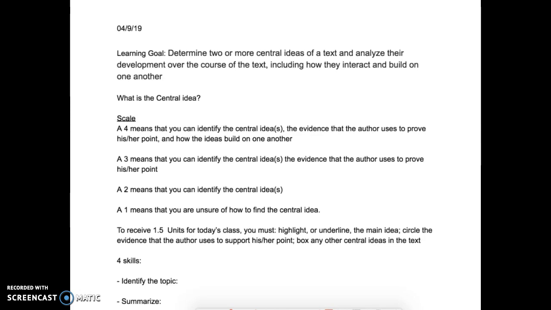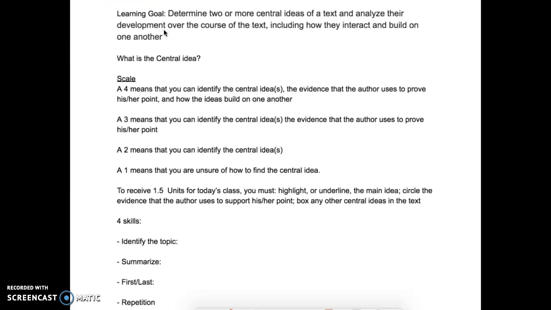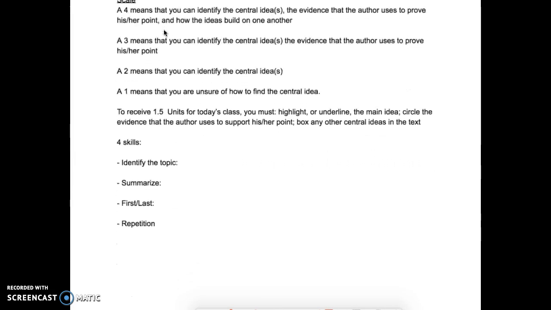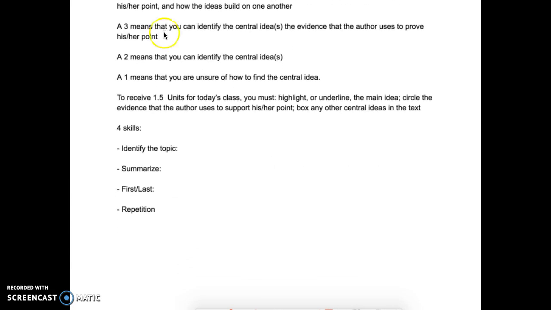And in order to receive 1.5 units for today's class, you must highlight or underline the main idea, circle the evidence that the author uses to prove his or her point, and put a box around any other central ideas in the text. The 4 skills that we are going to work with are the same 4 that we work with weekly. The first is to identify the topic, which of course is different than the main idea. To summarize the story in 10 to 12 words, if you can do that, I think you're starting to get to that main idea.